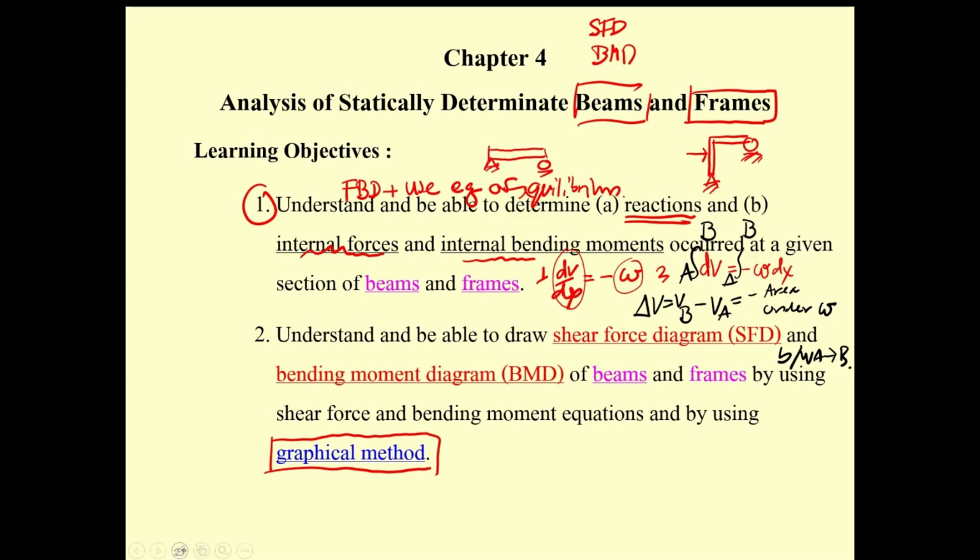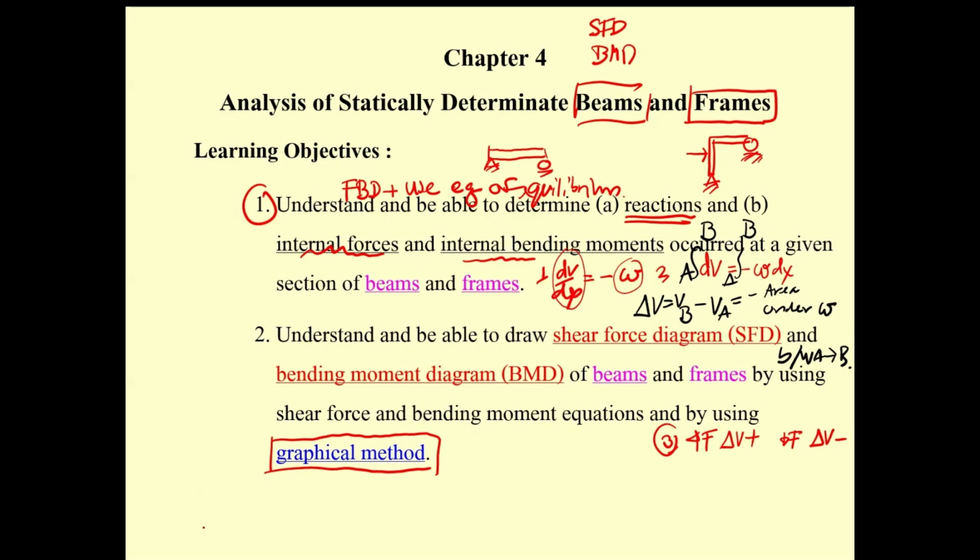Then coming to the third one, if you have an upward force, an upward reaction, the slope of V is going to be positive. If you have a downward force, the slope of V is going to be negative. Okay, that should be mentioned in this pattern.